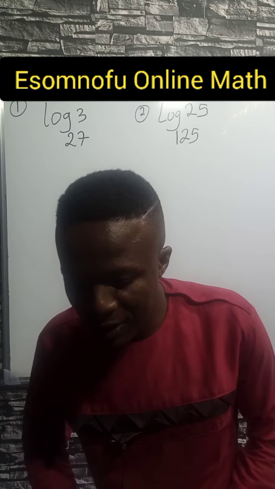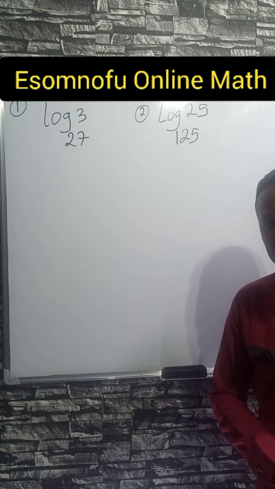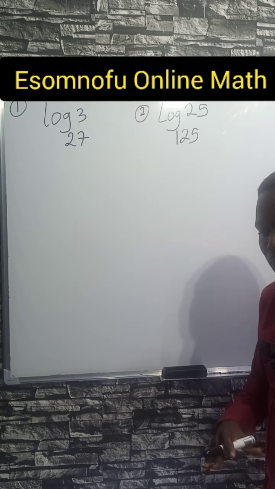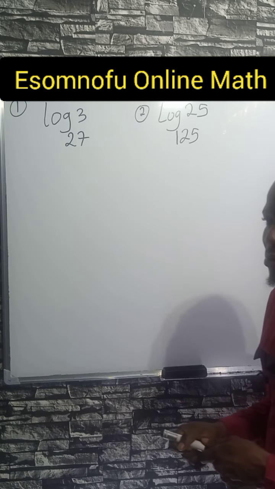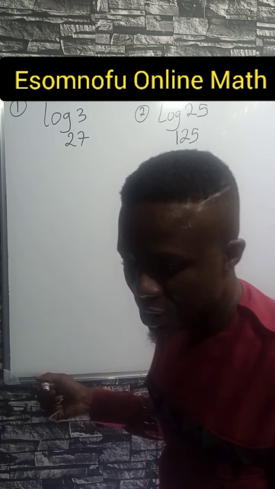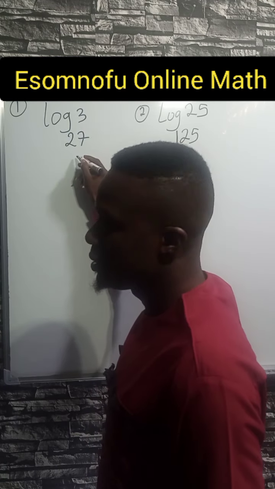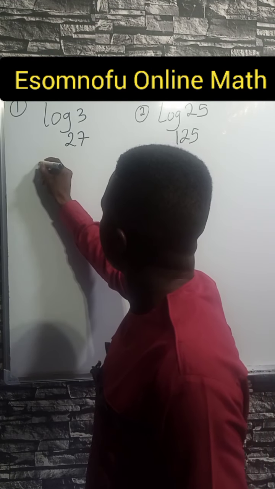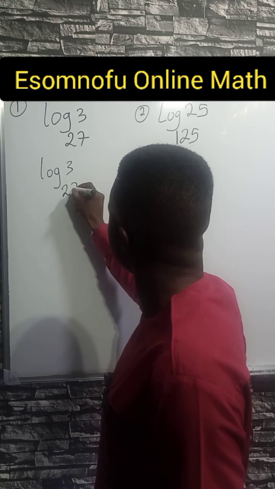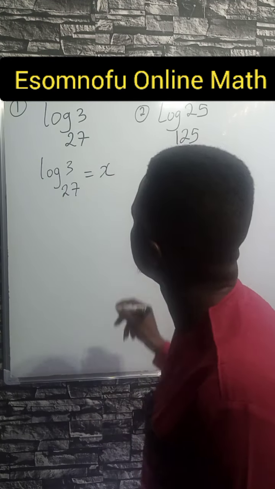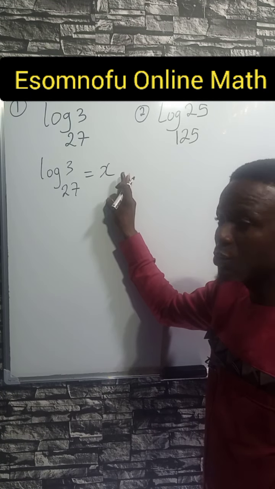In this video, I'm going to use three different methods to solve these two problems we are having here. And this is a logarithm problem, so I'm going to utilize three methods to solve them. Now to do that, you need to know that when you have the logarithm of 3 to base 27, you can equate it with x, because you don't know what it will give you.